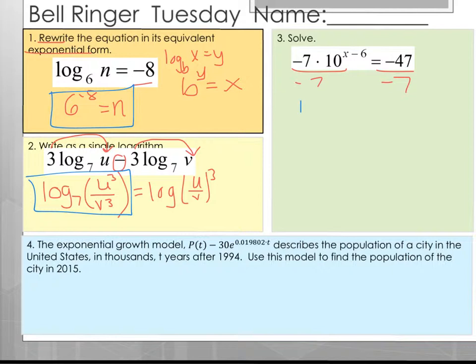And that would give us base 10 to the x minus 6. And then since we're not going to get a nice number when we divide 47 by 7, I'm just going to leave it like that. 47 over 7. Negative divided by negative is a positive, so I'm going to drop those negative signs.